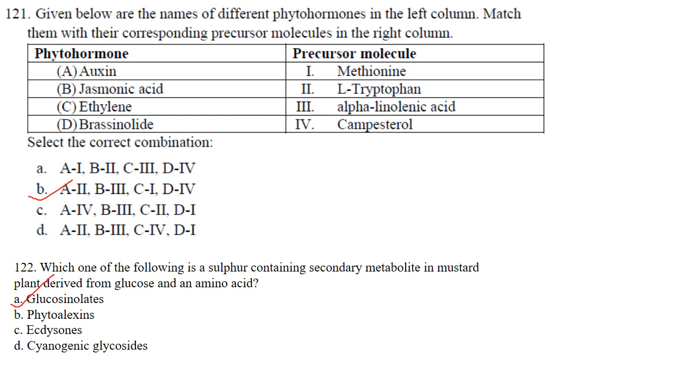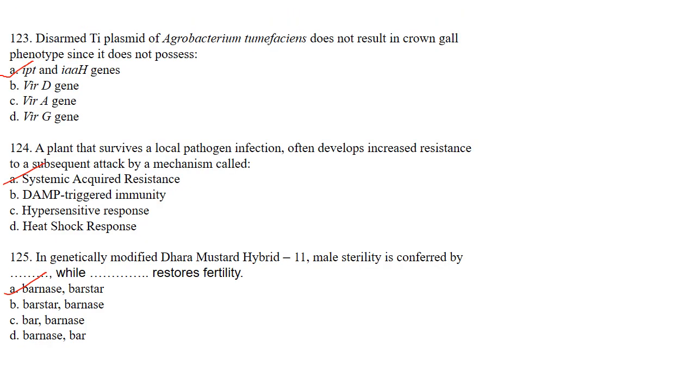Then which one of the following is a sulfur containing secondary metabolite in mustard plants derived from glucose and an amino acid? So it is glucosinolate. Answer is option A. Now, the disarmed Ti plasmid of Agrobacterium tumefaciens does not result in crown gall phenotype since it does not possess IPT and IAA genes. These are required for auxin synthesis. Answer is option A. Then next one.